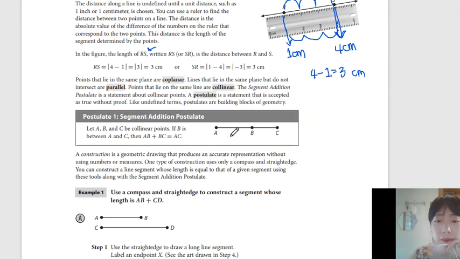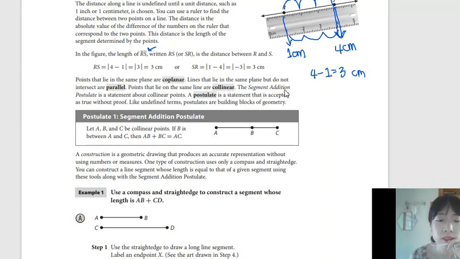Points that lie in the same plane are coplanar. Lines that lie in the same plane but do not intersect are parallel. Okay? Points that lie on the same line are collinear. The segment addition postulate is a statement about collinear points. A postulate is a statement that is accepted as true without proof. Like undefined terms, postulates are building blocks of geometry. We're gonna look at a lot of postulates in geometry.